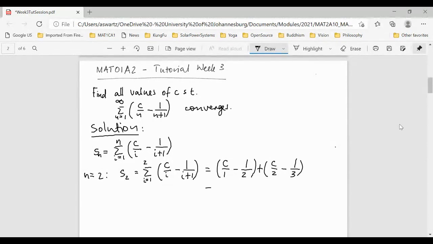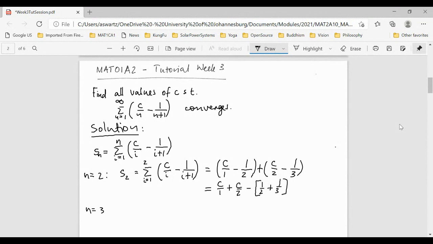Okay. And I'm going to reorganize things and put the C's together and put the numbers together, because for me it seems like the next natural thing to try. So C divided by 1 plus C divided by 2. Now those are negative, the half is negative and the third is negative. So I'm going to say negative, in brackets, 1 over 2 plus 1 over 3. Okay. Now let's try n equals 3.